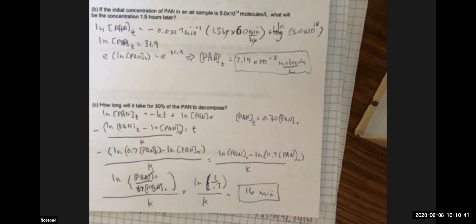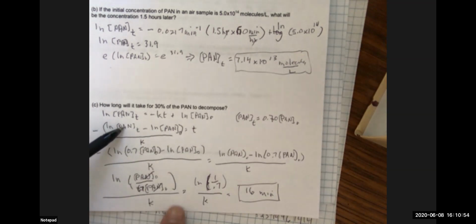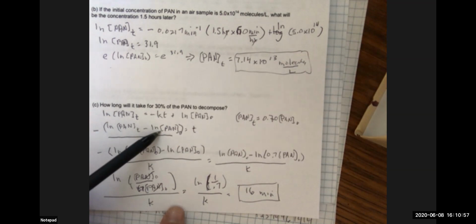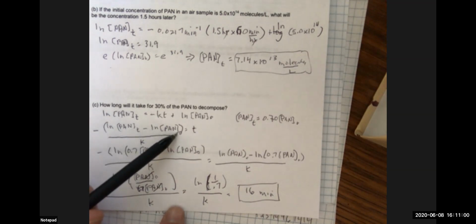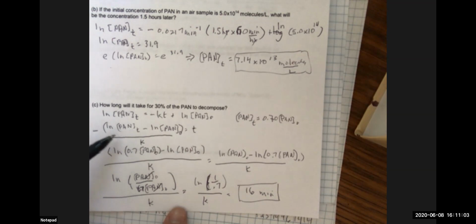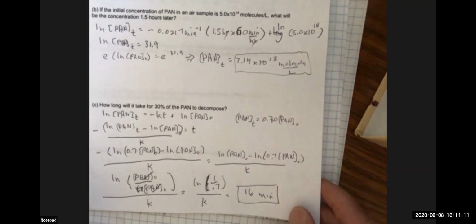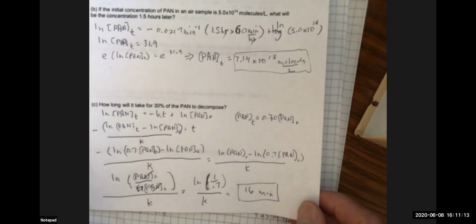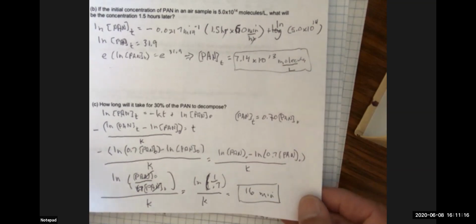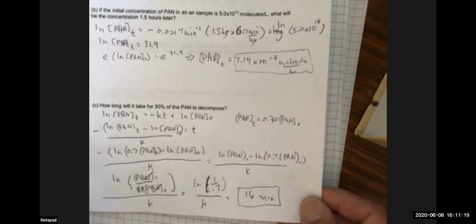So there may have been a way to set that equation up a little more cleanly from the beginning. Maybe we could have done this right at the beginning, we could have used the log of PAN at time t divided by PAN at time 0 right from the get-go. But 16 minutes seems like a reasonable answer for that. Only 30% degraded, so it's somewhat less than the half-life.